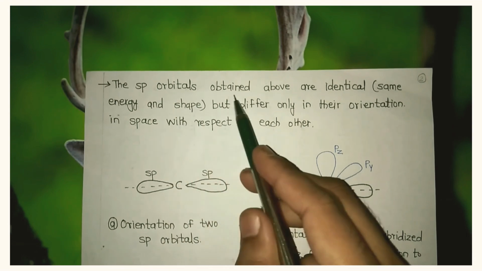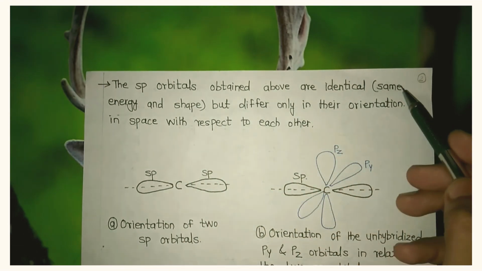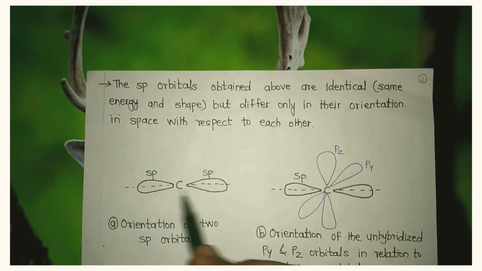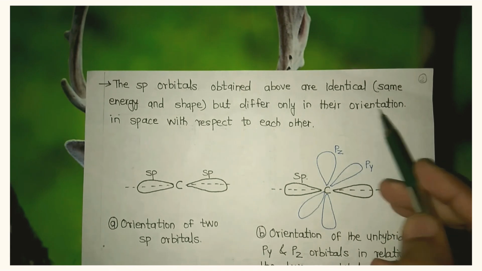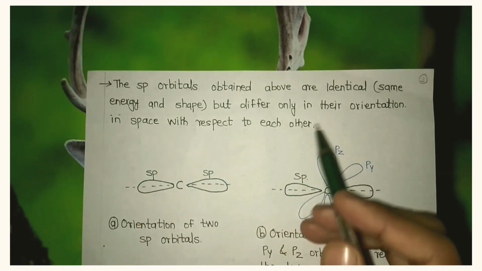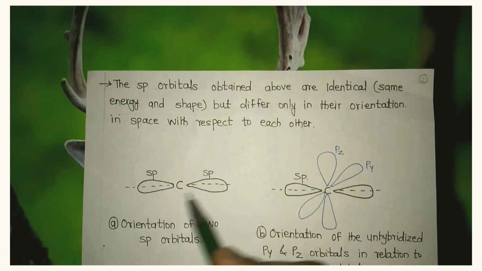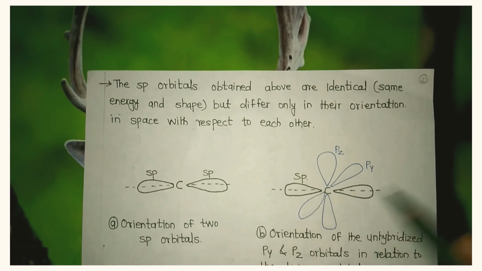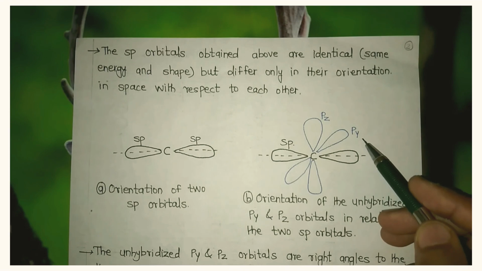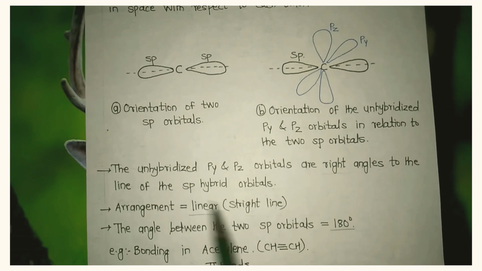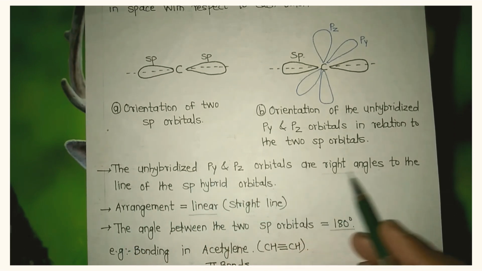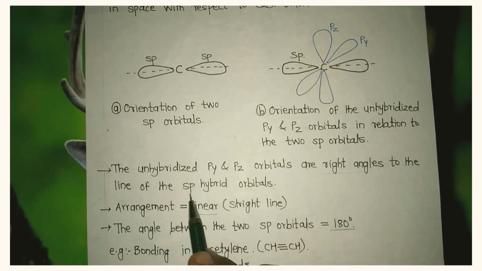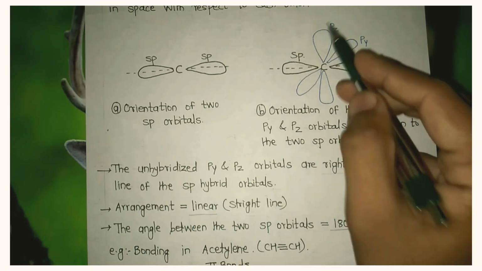The sp orbitals obtained are identical, with the same energy and shape, but differ only in their orientation in space with respect to each other, meaning this is oriented on one axis and this on another axis. The pz and py remain unhybridized and are involved in the pi bond formation. The unhybridized pz and py orbitals are at right angles to the line of the sp hybridized orbitals. These are perpendicular.